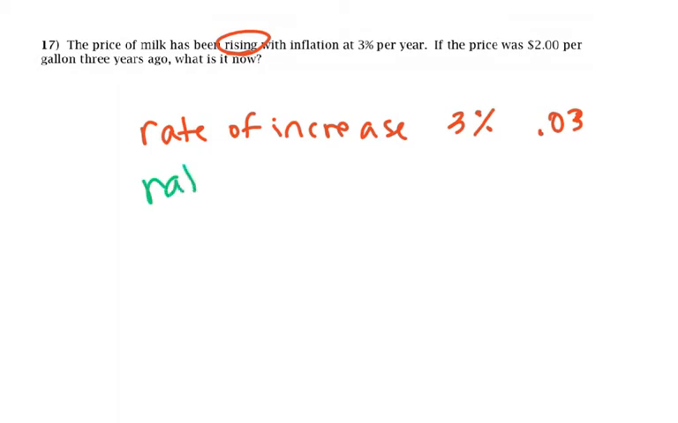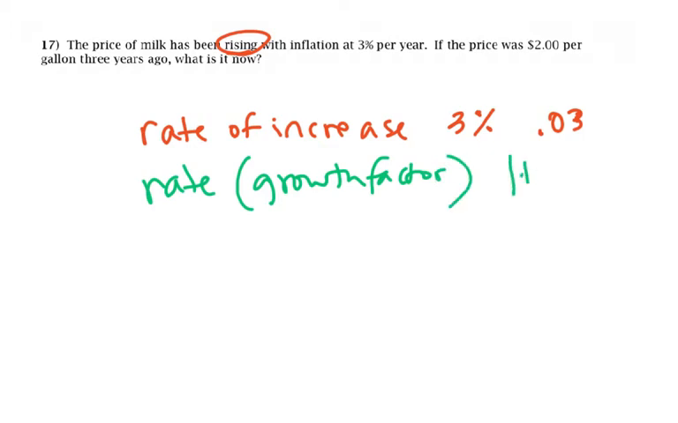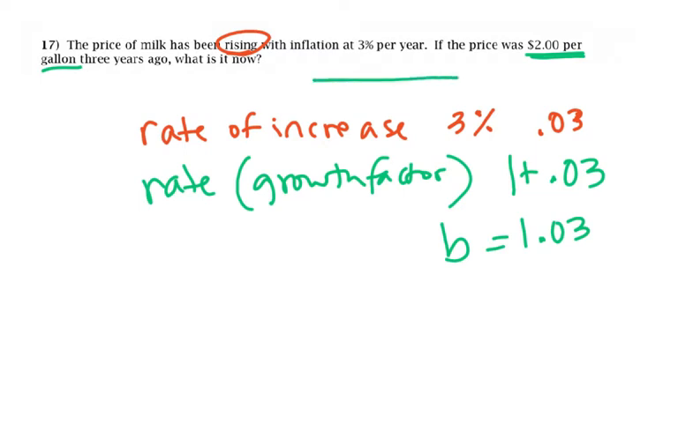The rate, or my growth factor, is going to be 1 plus 0.03, or 1.03. So that's the B. It says the price was $2 per gallon 3 years ago. What is it now? So again, I need to know now. I know what it was here. It was $2 a gallon, and this was 3 years ago, so at -3.